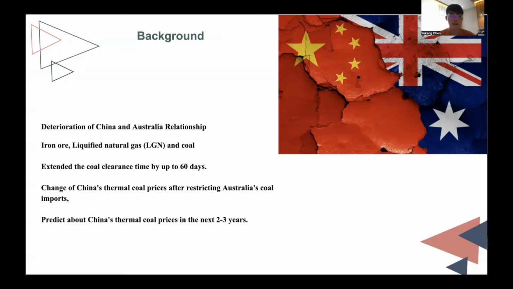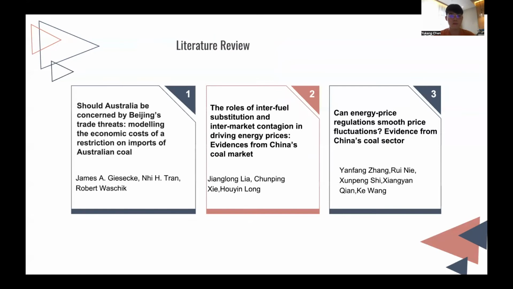Our topic today is examining the change in Chinese thermal coal price following the restriction on Australian coal imports, and to make forecasts for the Chinese thermal coal price over the next 2 to 3 years. And moving on to the literature review. Our presentation mainly examines three articles.